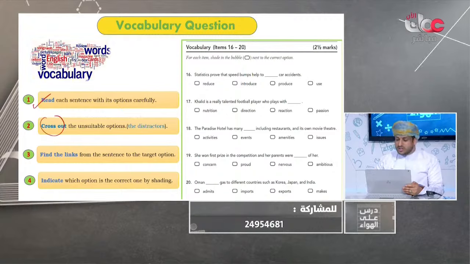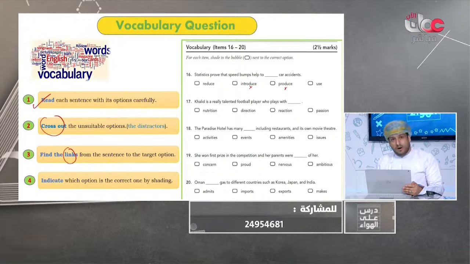Try to cross out. For example, if you are in doubt about words that are not matching the gap, try to cross them out. This is not working with the sentence here. This is not working, for example. So you are eliminating the number of options. Instead of having 4 options, try to have at least 2 options to pick and shade in the correct option. Okay? Find the links. Sometimes there are some words that might link to the correct answer. And then indicate the correct answer.